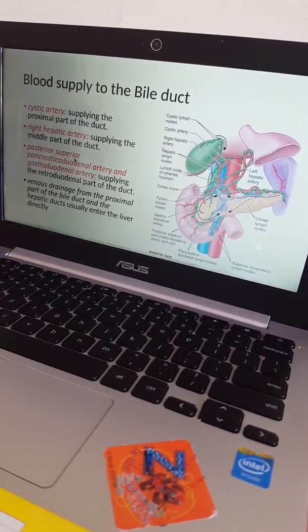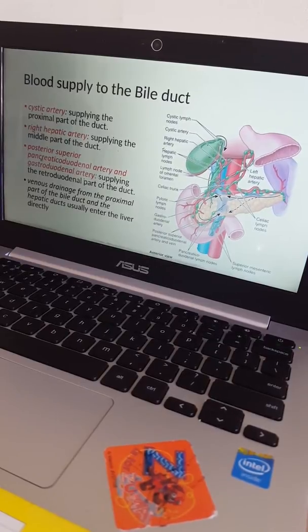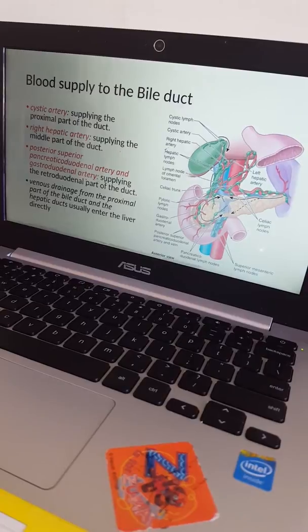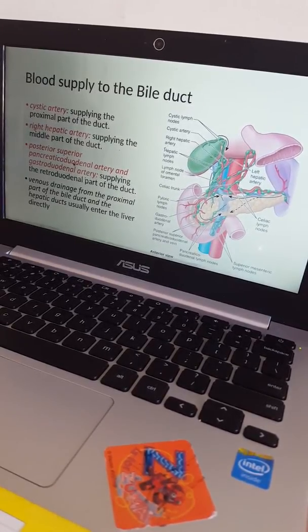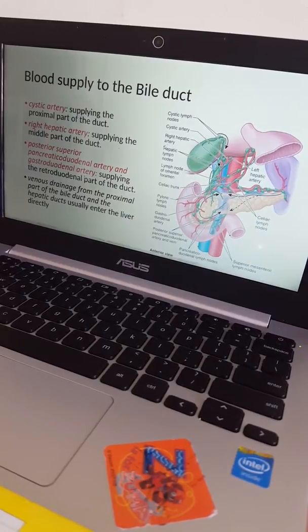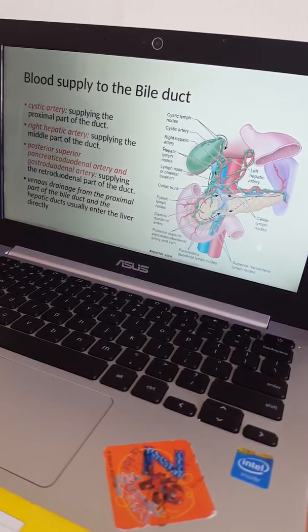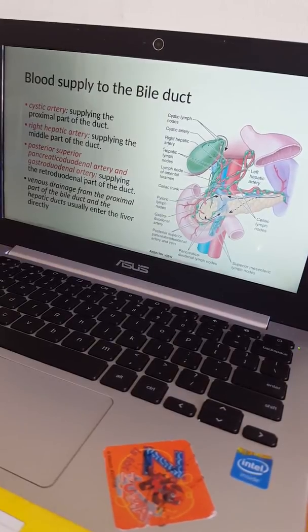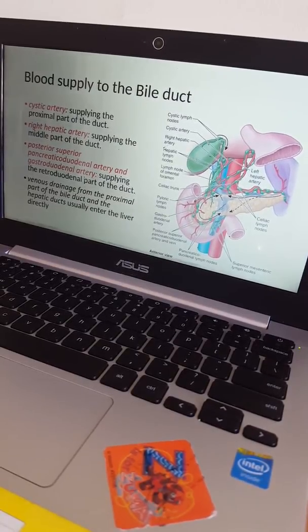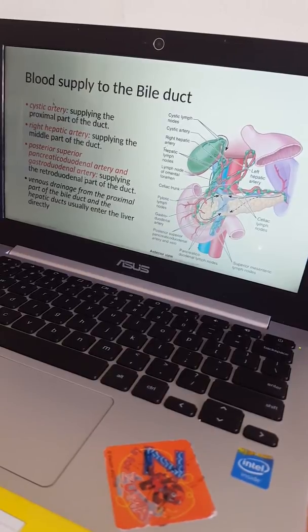And then the posterior superior pancreaticoduodenal artery, which is a branch of the gastroduodenal artery, and the gastroduodenal artery itself, supply the retroduodenal part of the duct. Because the duct originates here, then it becomes the middle part, and then it goes behind the duodenum, right? So, retroduodenal part. So this blood supply is very important.